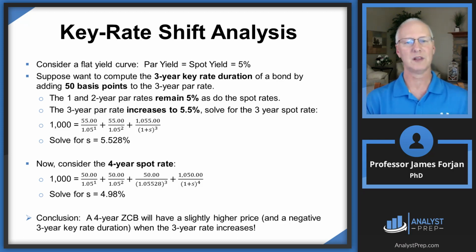Wow. So the 4-year zero coupon bond will have a slightly higher price when the 3-year par rate increases. So this is a little bit counterintuitive to what we're doing, but I wanted to work you through this quick example so that you get a sense of the non-parallel shifts and what it means to have a key rate change and the relationship between the par and the spot.